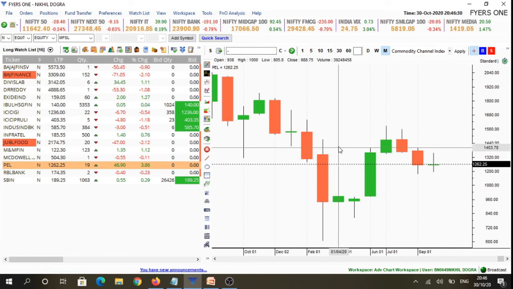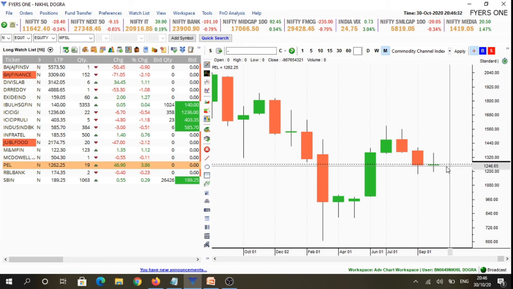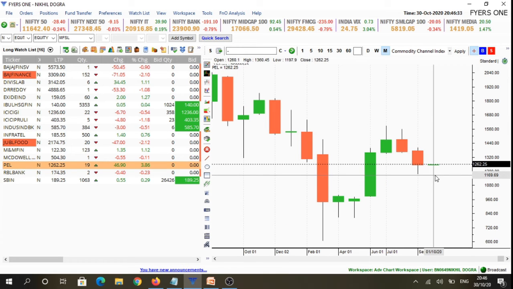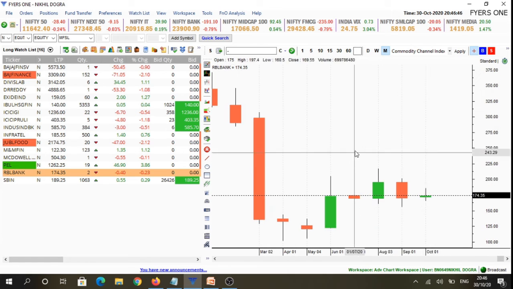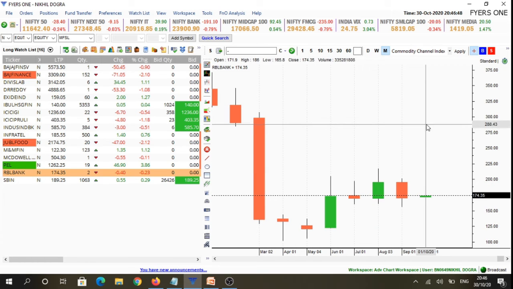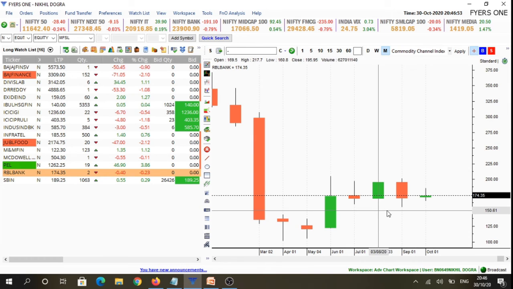Piramal Enterprises, it's again an inside monthly candle. Above 1360.5, we look for buying opportunities. Else, we will refrain from taking any positional trades in Piramal. RBL Bank, it's again an inside candlestick. So we look for buying opportunities above 186.1 levels. Else, we would refrain from trading in this script.